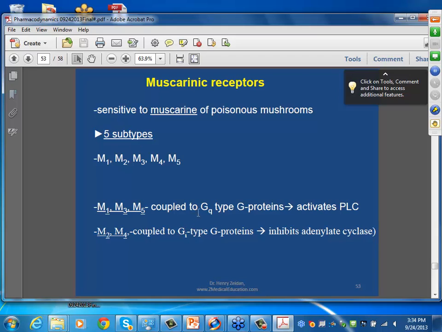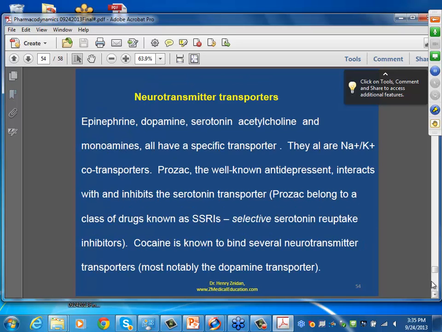If you recall, GQ will activate phospholipase, right? That's what GQ type of G protein tends to do. So with these ones, what do you expect? Calcium, right? Phospholipase, calcium. And that's what you're going to see when you move on to muscarinic receptors, drugs involved, and stuff like that. How about GI proteins? Inhibition of adenylyl cyclase. You don't want to produce too much.